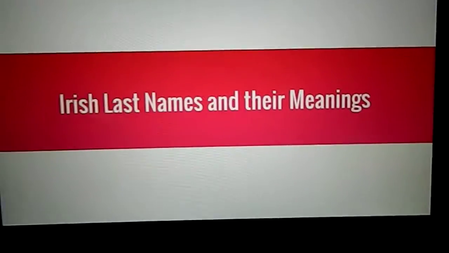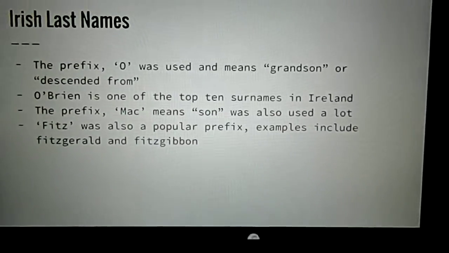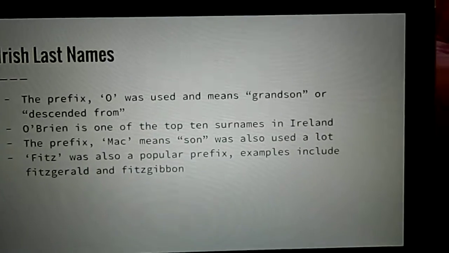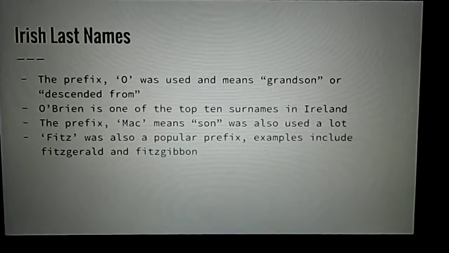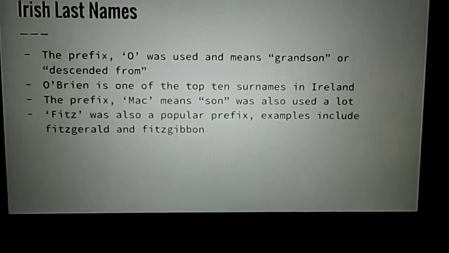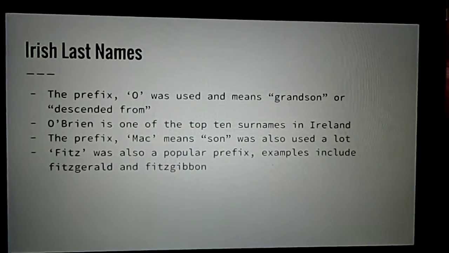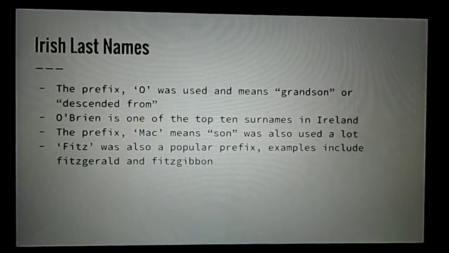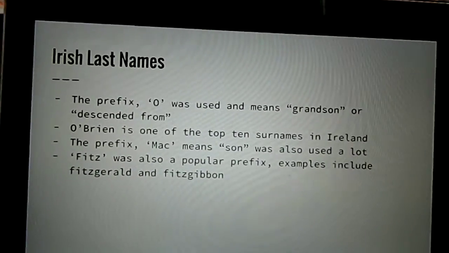Okay, so next, Irish last names and their meanings. So, Irish last names, like I'm sure people have heard a lot, how they have an O in front of them, like O'Connell Street or anything like that. The prefix O was actually used a lot, and it means grandson or descended from. And a fun fact, O'Brien is one of the top 10 surnames in Ireland.